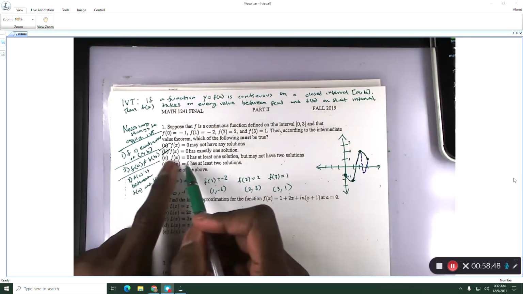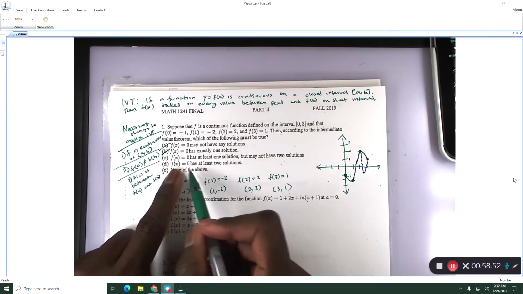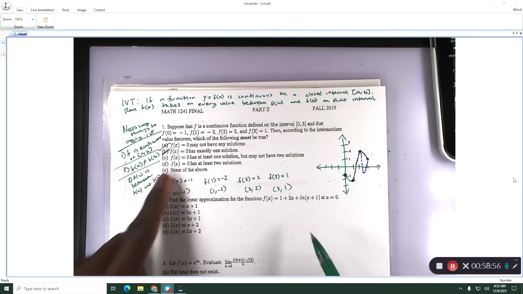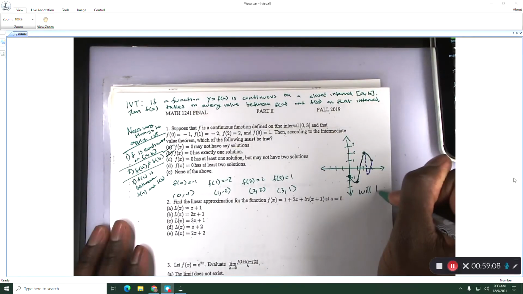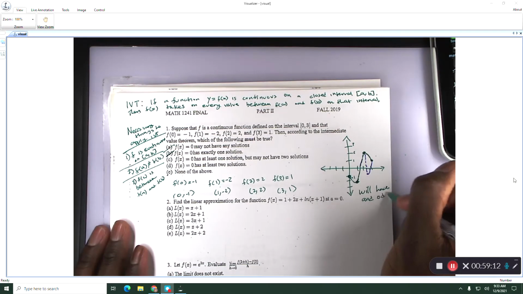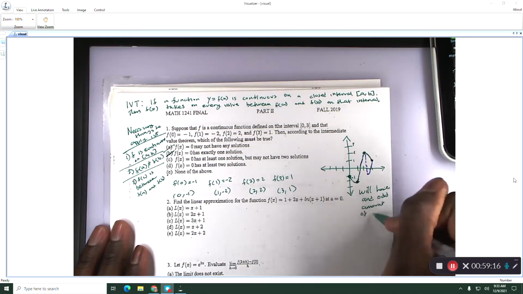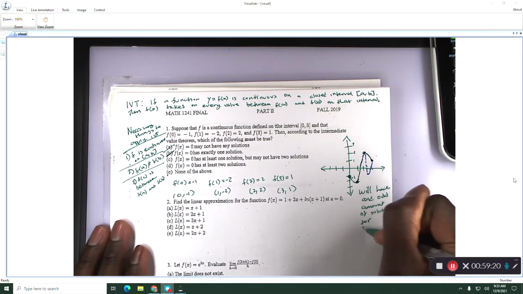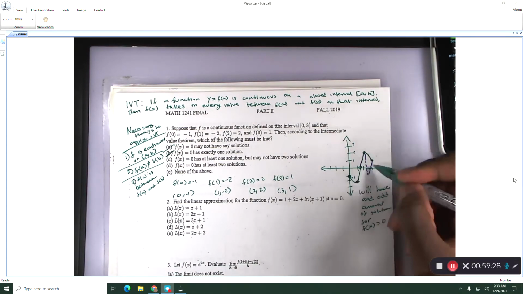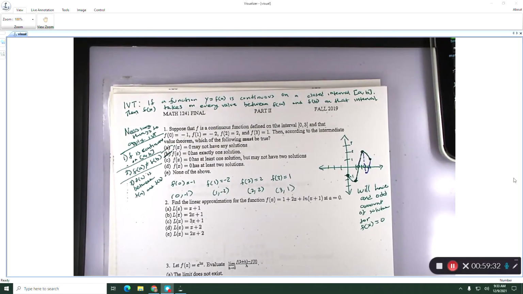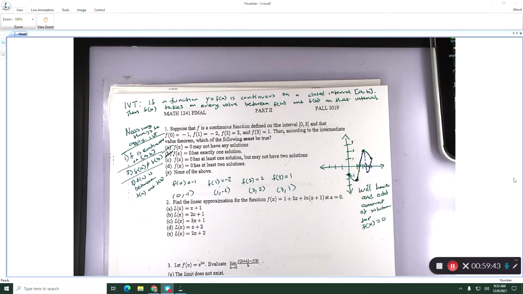So we look at C, it says at least one solution, but may not have two solutions. Well, let's look at D. D says f of x equals 0 must have at least two solutions. Well, what we'll see from this particular function is that it will have an odd amount of solutions for f of x equals 0, all right? So when it crosses through, it went through 1, 2, 3 times. If I was to draw another polynomial and cross it through again, we would see that it would have to cross and then come back through. So it would be 5, 7. So this does not have at least two solutions because it can only have one.